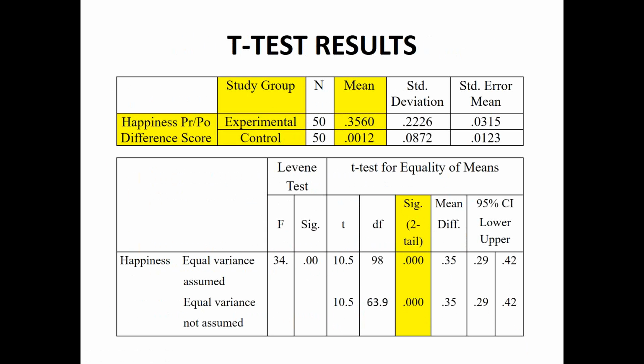So in essence, we know that study group is a significant predictor of the pretest to post-test change. And we can see specifically how much change there was, right? So about a third of a point for the experimental and just about 0 for the control.